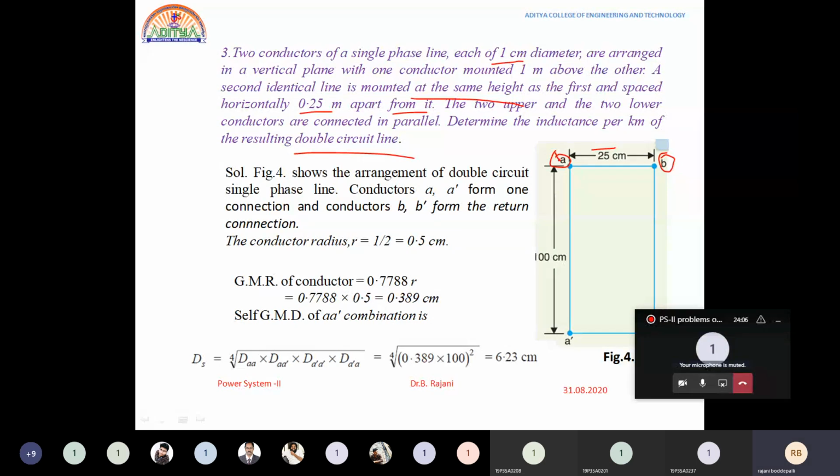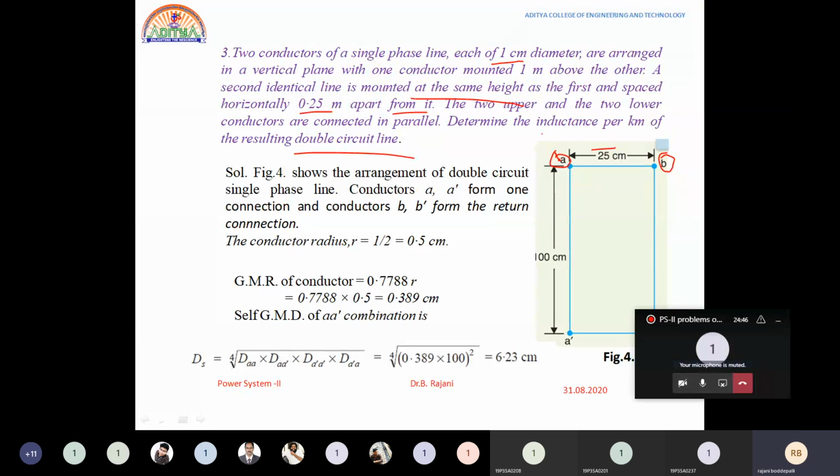Two conductors of a single phase line, each of 1 centimeter diameter, are arranged in a vertical plane with one conductor mounted 1 meter above the other. The second identical line is mounted at the same height as the first one and spaced horizontally 0.25 meters apart from itself. The two upper and the two lower conductors are connected in parallel to each other. Determine the inductance per kilometer of the resultant double circuit line.